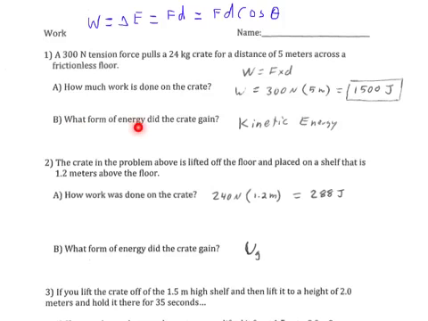Now, what form does that energy take? Since it's a frictionless floor and the object is being pulled in a horizontal direction, it's going to go faster and faster and therefore gain kinetic energy.